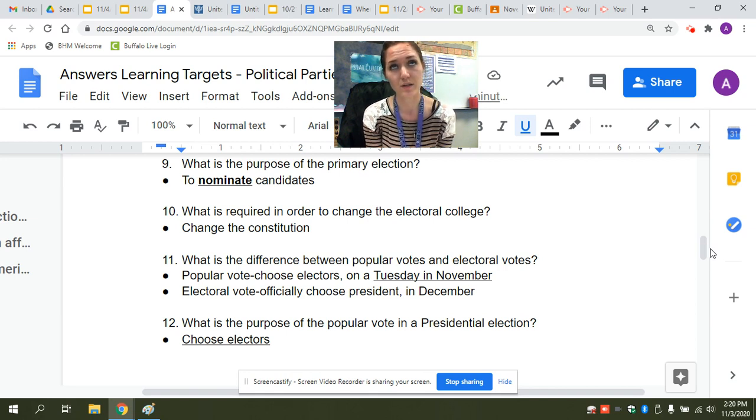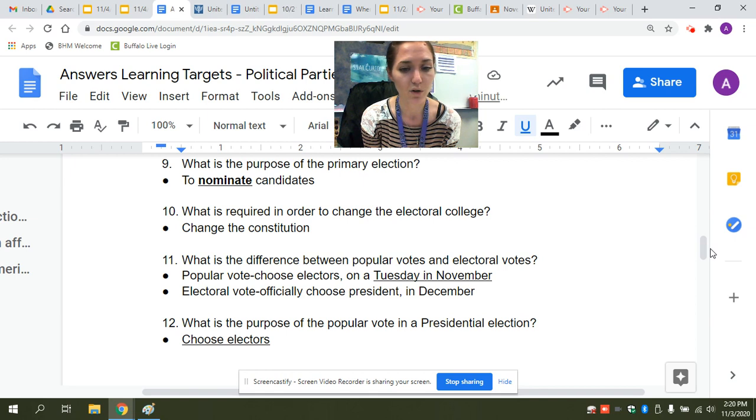It's the first Tuesday after the first Monday in November, but you guys just have to remember Tuesday in November. The electoral vote is when we officially choose the president, and that's done by the Electoral College, and they vote in December. It's the first Monday after the second Wednesday in December, but you don't have to worry about that complicated piece.